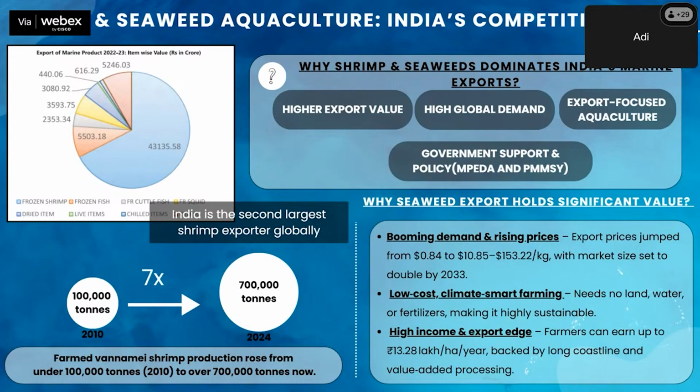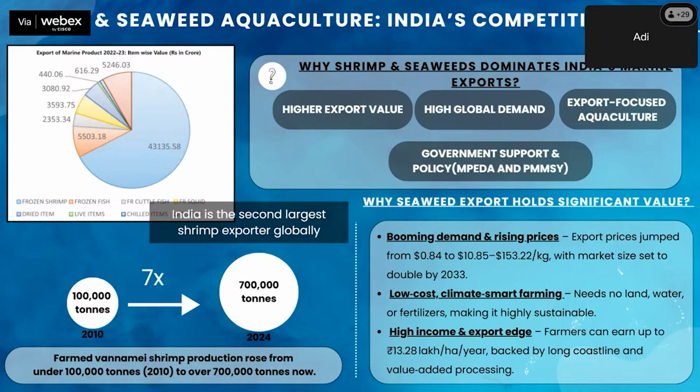Now let's have a look at the shrimp and seaweed aquaculture, which is India's most competitive edge in seafood export. As we can see from this pie chart, 70 to 75% of the export that we do in marine products is from the frozen shrimp sector. And why shrimp and seaweeds dominate India's marine exports is due to their higher export value, high global demand, export-focused aquaculture, and government support and policy.